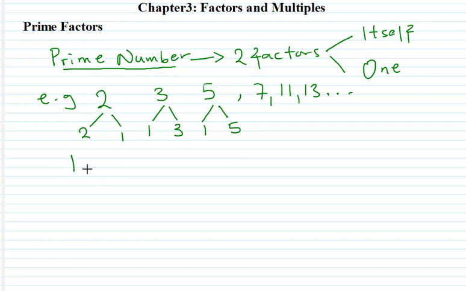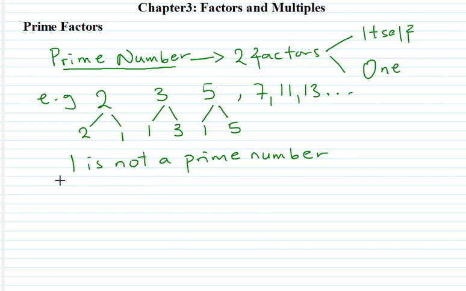Now, 1 is not a prime number. Why is 1 not a prime number? Because 1 has only one factor, which is 1 itself. A prime number should have two factors, which are itself and 1.